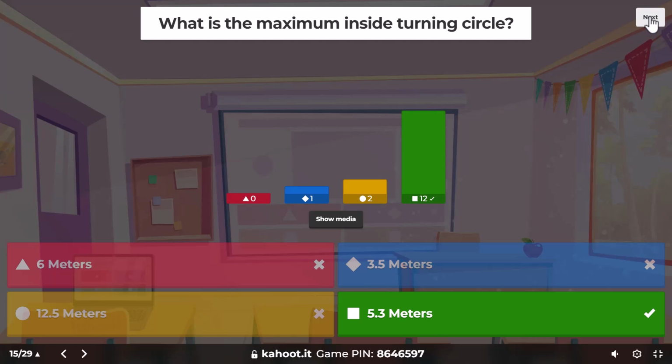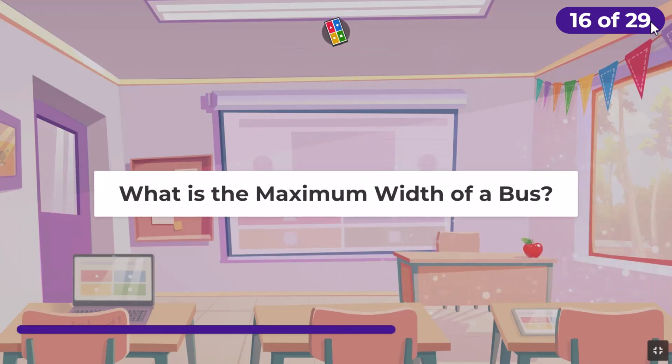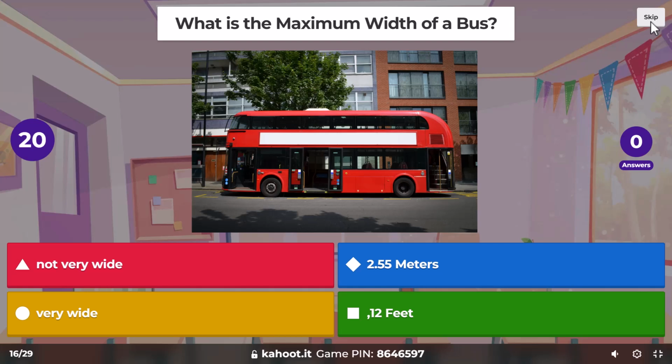Yeah, you need to read the questions. Joking aside, it's very important to read the question properly, yeah? Maximum width of a bus.